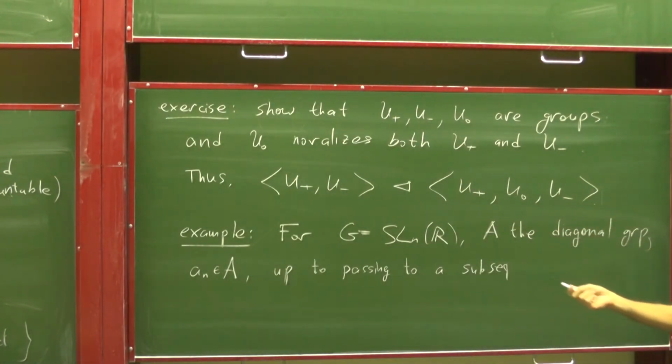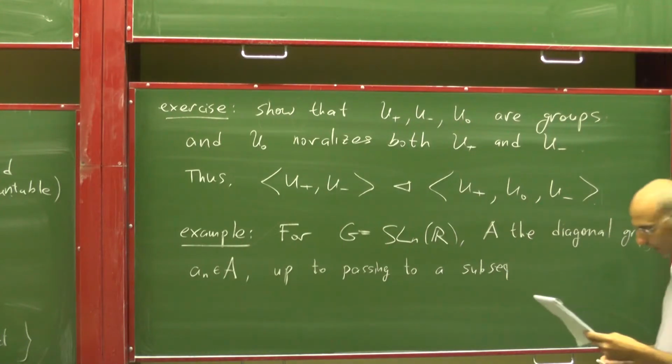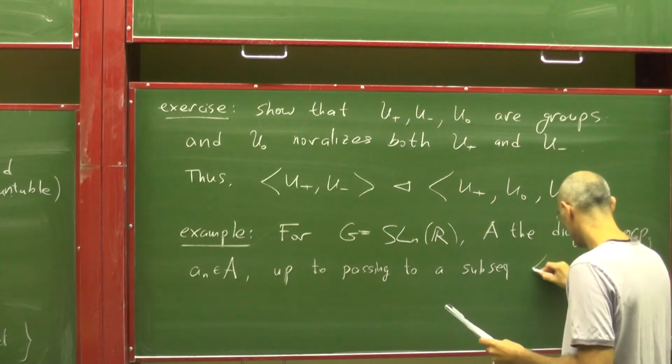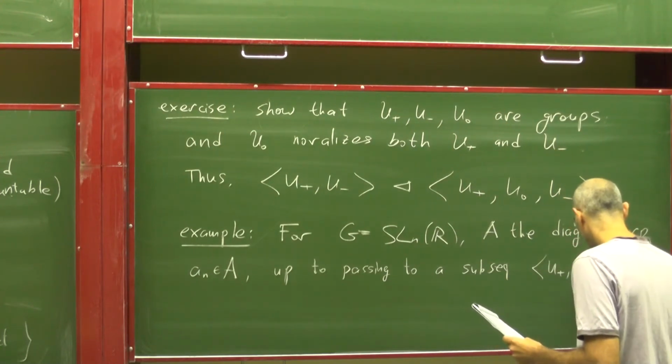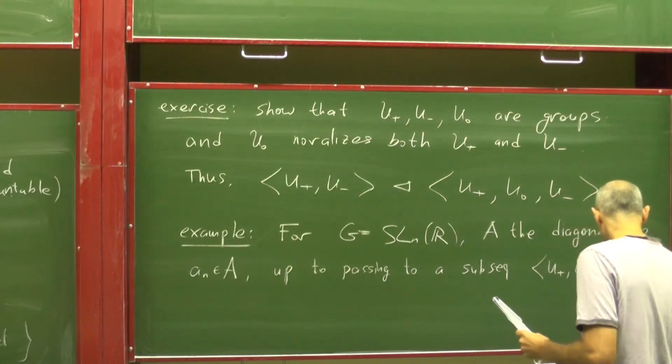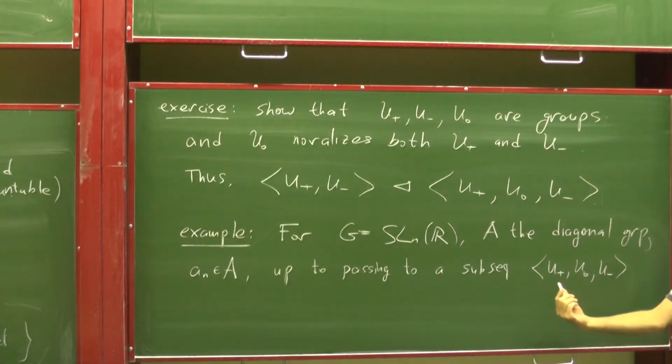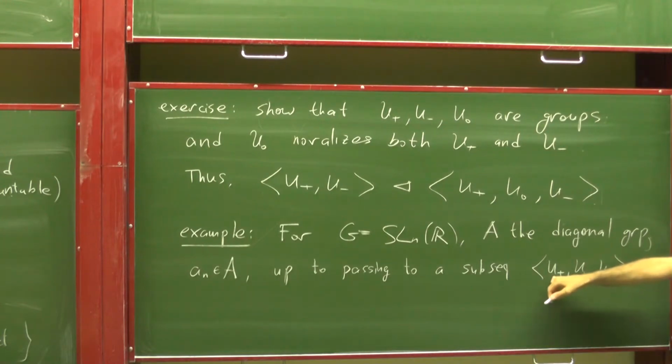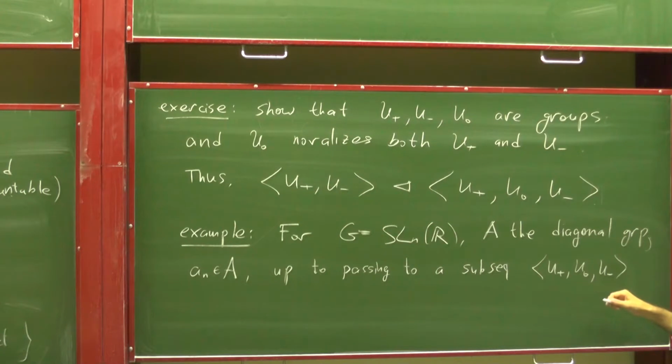So every sequence has a subsequence such that the group generated by these... So I needed the sequence, I needed to define this. These groups are dependent on the choice of a_n, and maybe I need to pass to a subsequence in order to make this group slightly bigger. Upon doing so, you will get all of G.